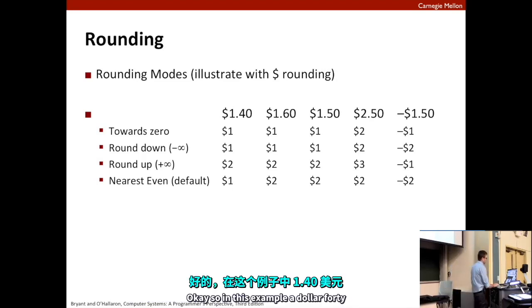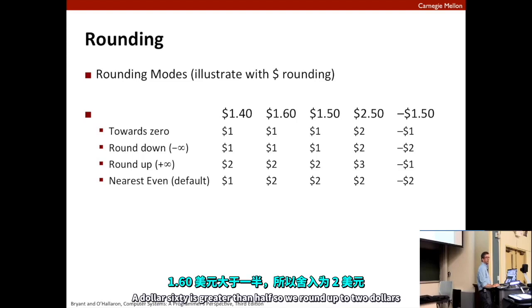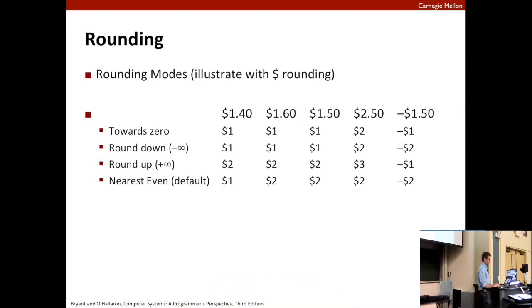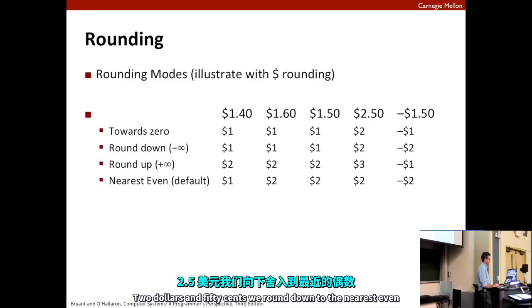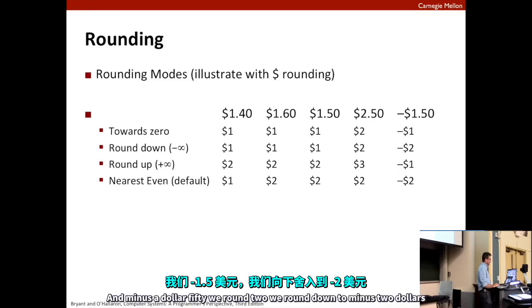Okay. So in this example, $1.40, because it's less than half, rounds down to $1. $1.60 is greater than half, so we round up to $2. $1.50, right in the middle, we round up to the nearest even dollar amount, which is $2. $2.50, we round down to the nearest even, right? If we round it up, it would be 3, which is an odd number. And minus $1.50, we round down to minus $2.